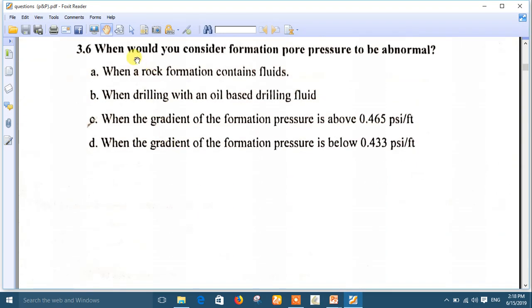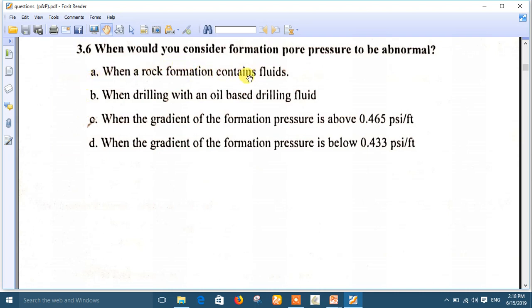Number 6. When would you consider formation pore pressure to be abnormal? As I told you, abnormal when the gradient of the formation pressure is above 0.465. This is the right answer, number C. But try to check the other answers.